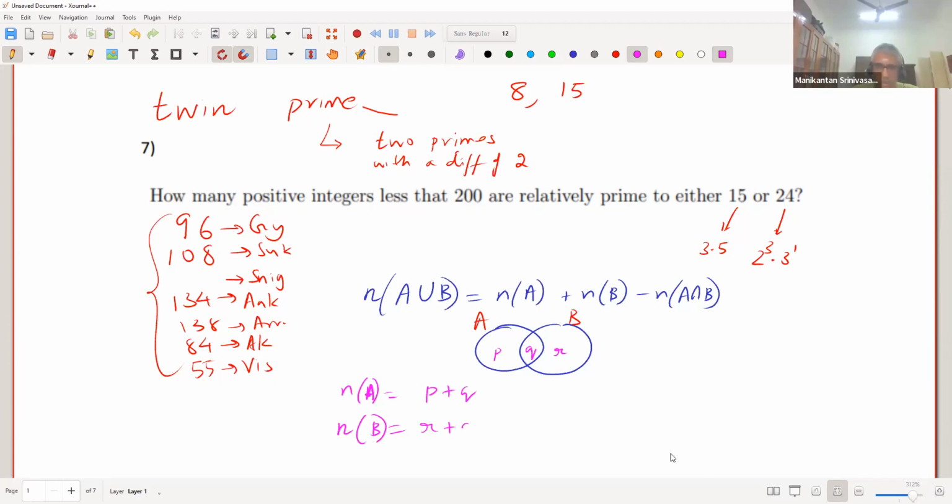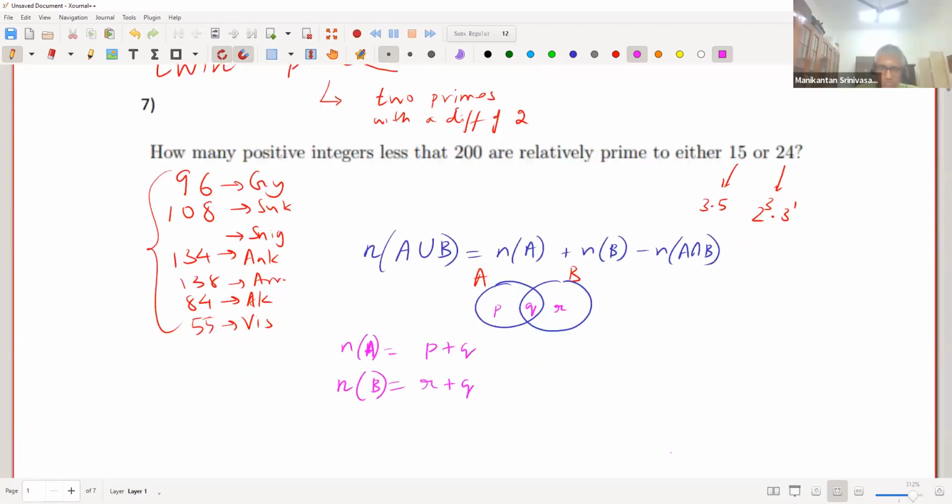Okay, and if I ask how many elements are there in the union of A and B, union means either A or B, right? Now from the diagram, we can say it's P plus Q plus R, right? That's the whole collection, which is there either in A or in B or in the common area, doesn't matter. So that's P plus Q plus R.